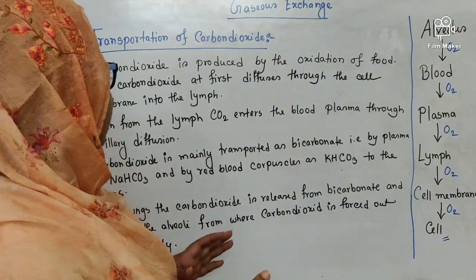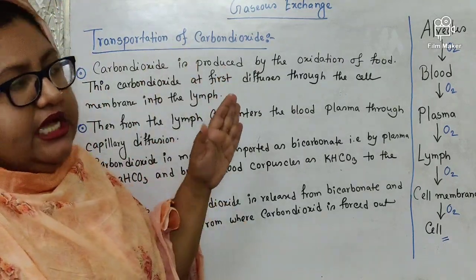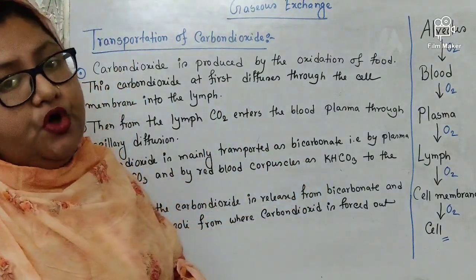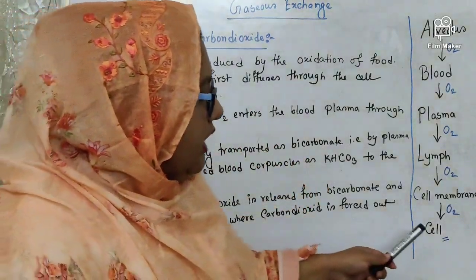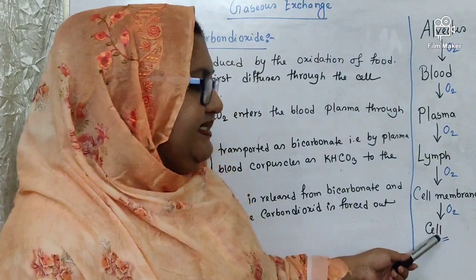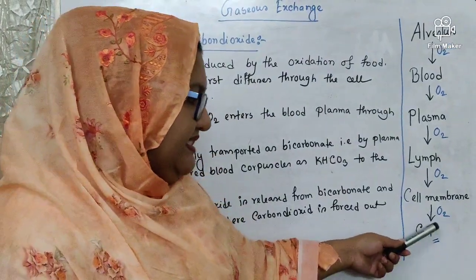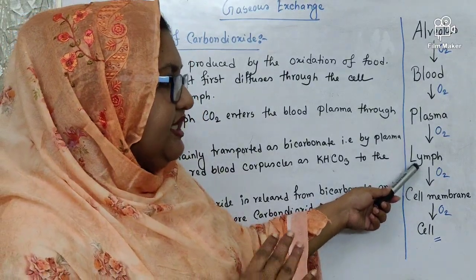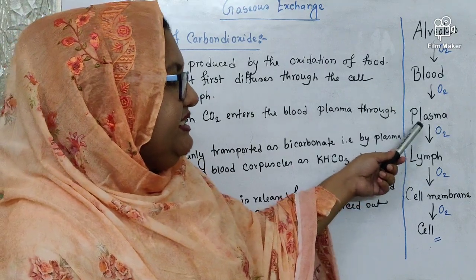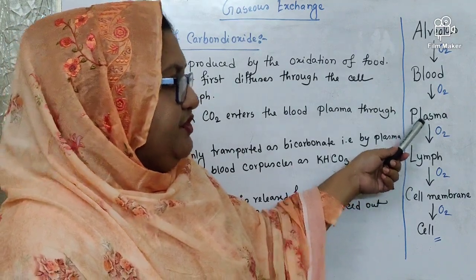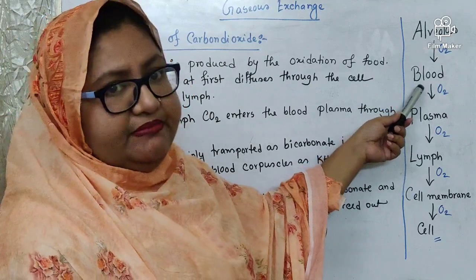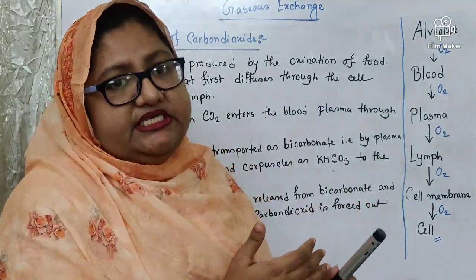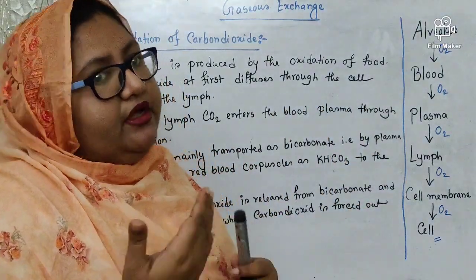Now students, I will explain the transportation of carbon dioxide. It is just quite opposite to the absorption of oxygen. How? The carbon dioxide is produced inside the cell. So from the cell, the carbon dioxide first penetrates the cell membrane and enters into the lymph. Then from the lymph, it goes to the plasma by the diffusion process. From the plasma, it enters into the blood, and from the blood, it goes to the alveolus, and from the alveolus, it is forced out from the body.